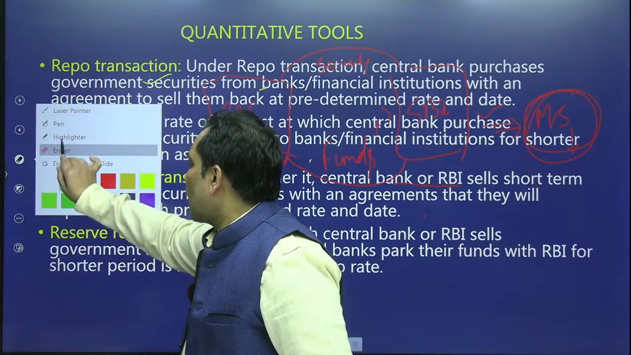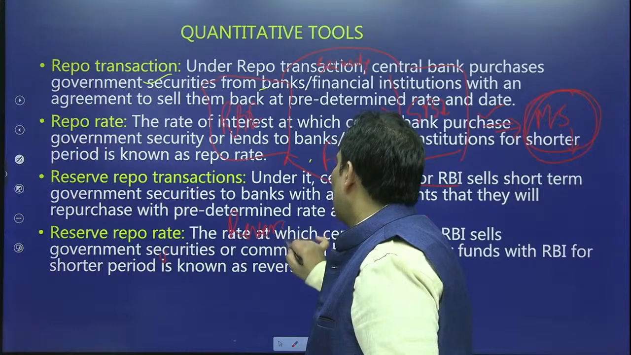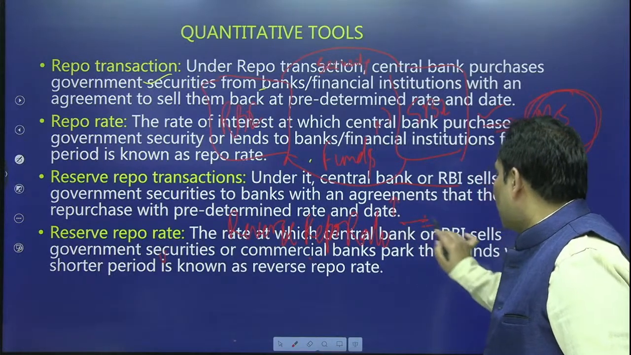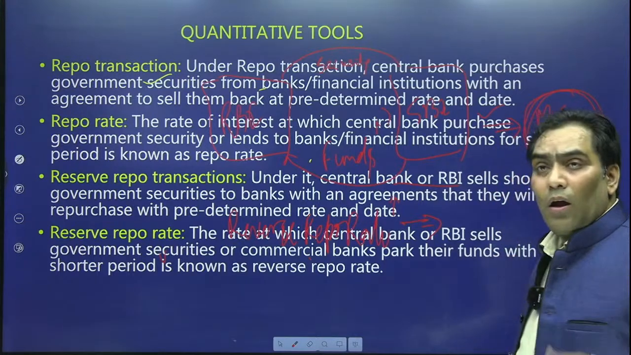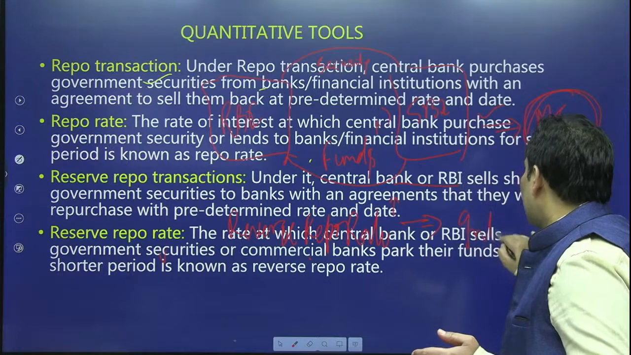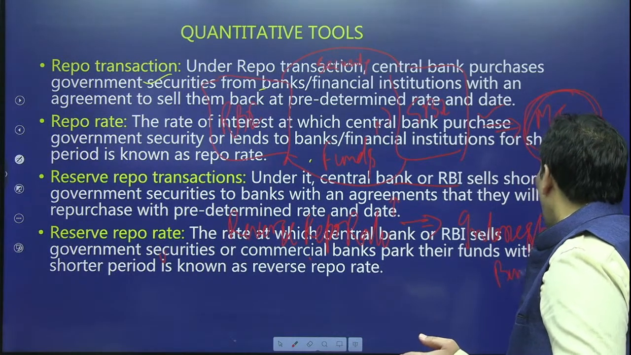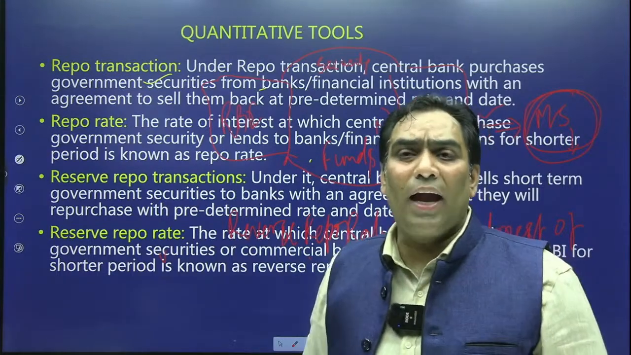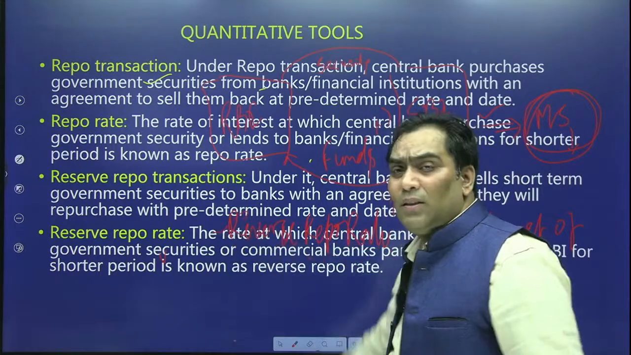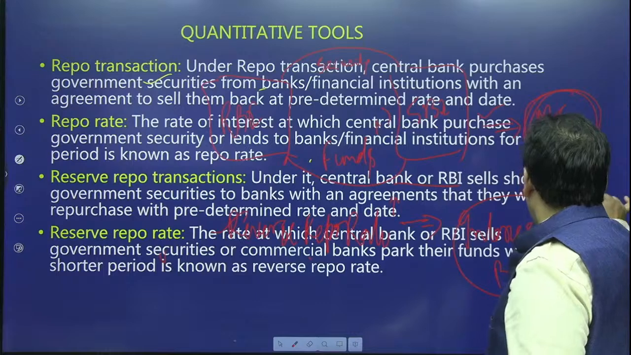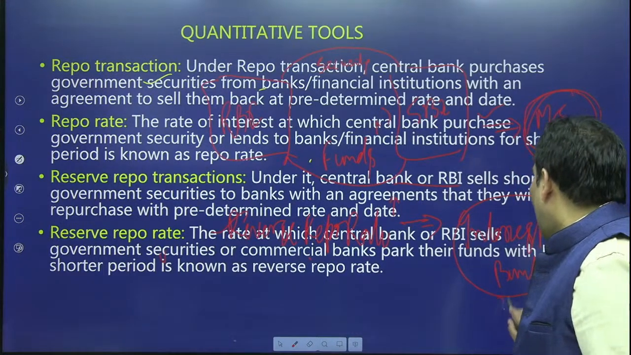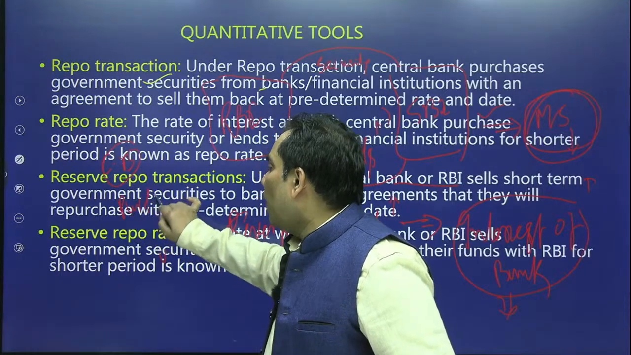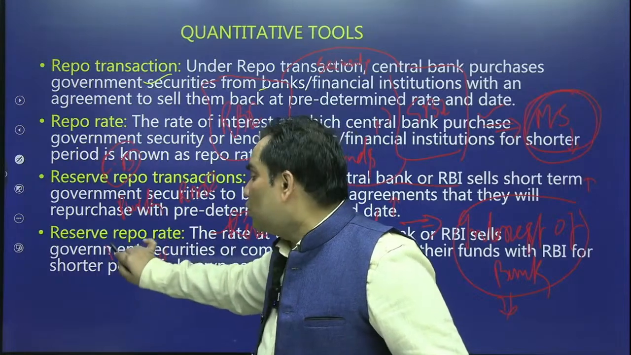So what happened when there is an increase in the reverse repo rate? It will lead to an increase in interest for banks, because whatever money they park with the RBI, they are entitled to get interest on that. So if the reverse repo rate increases, their interest rate on the parked money will increase. That means commercial banks will be motivated to park more money with the RBI, and that's why it will reduce the money supply in the economy.